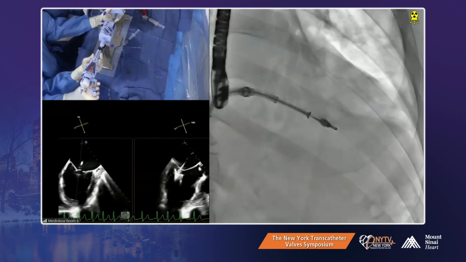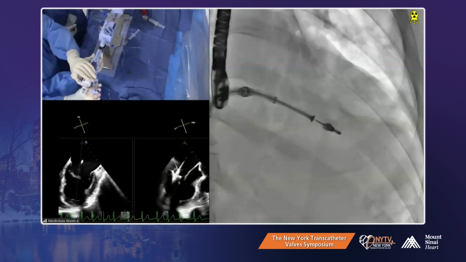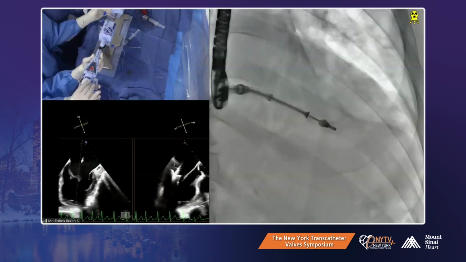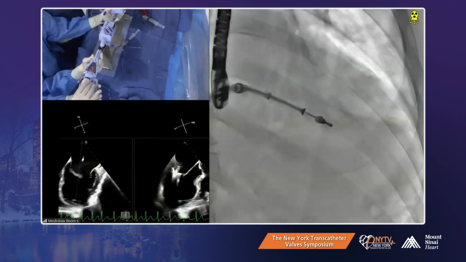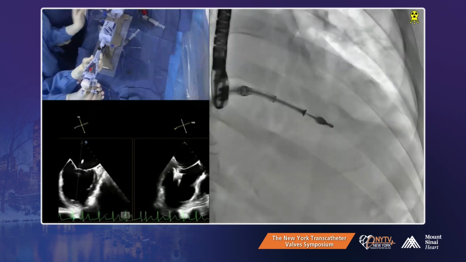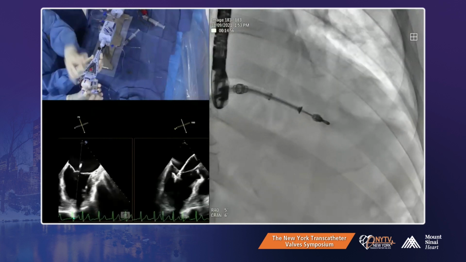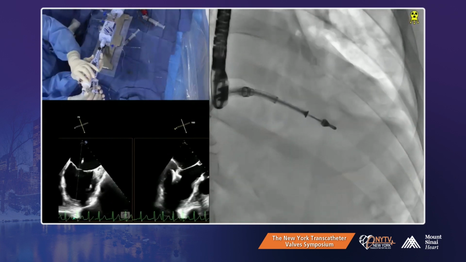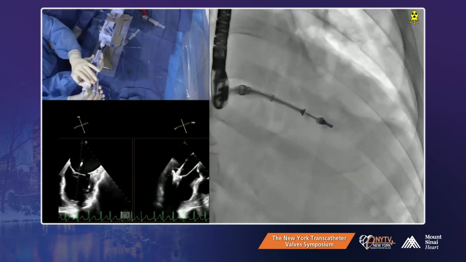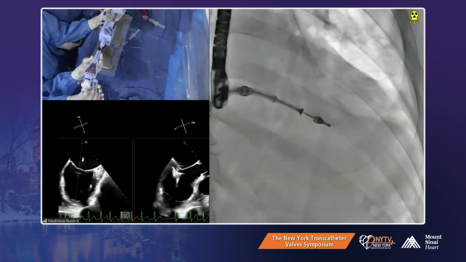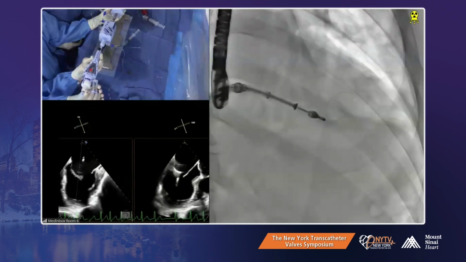Open up the clip a little bit. Okay, good. Open up the clip a little bit. No. Negative? We are going negative. Okay. Looks promising. Okay, we are coming up. Leaflets look symmetric. They're both hitting the device. It's very symmetric.